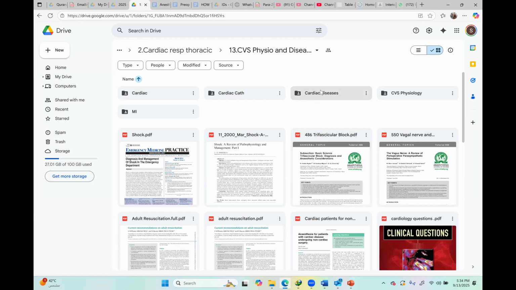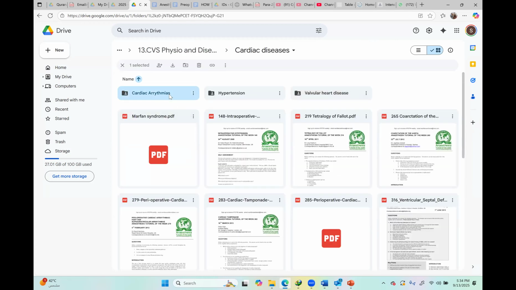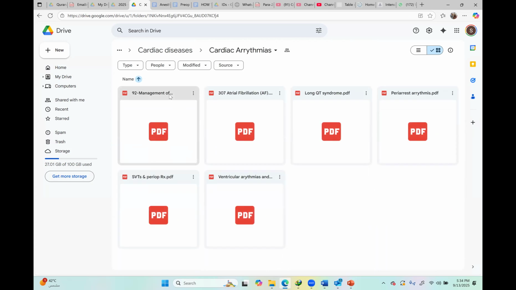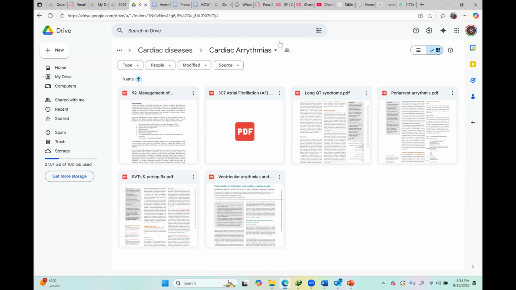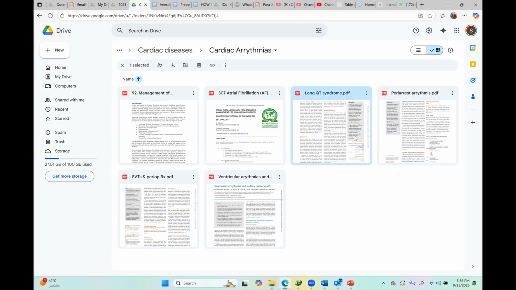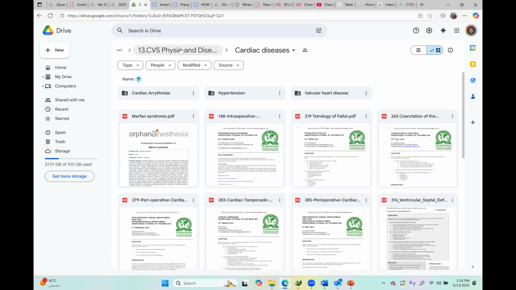For example, cardiac diseases, cardiac arrhythmias: just open and have a look at atrial fibrillation, long QT syndrome. What are the drugs which cause long QT syndrome? Cardiac arrest arrhythmias, actually the ACLS. You have to know the ACLS algorithms. I have discussed arrhythmias in detail, but the common things: stable versus unstable, shockable versus non-shockable, hemodynamically stable versus unstable, tachyarrhythmia versus bradyarrhythmia, arrhythmia with narrow complex versus broad complex. These are the common things.